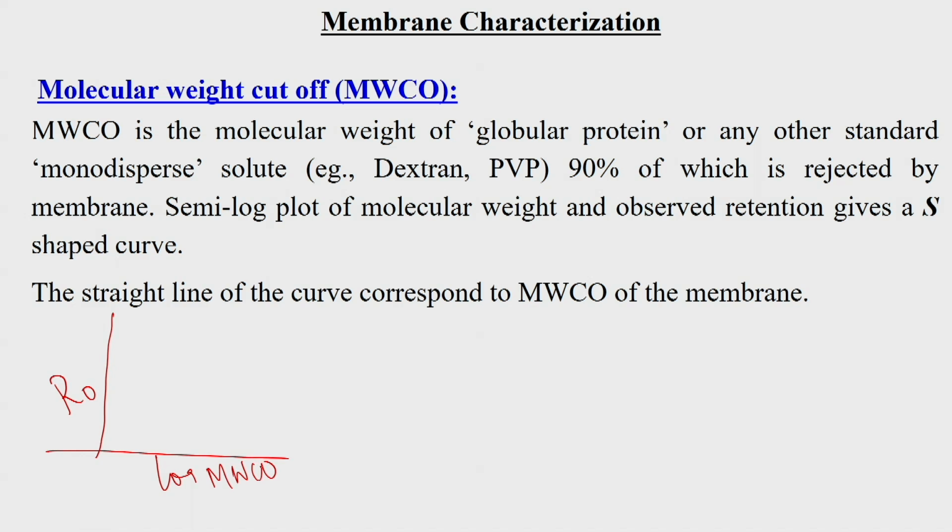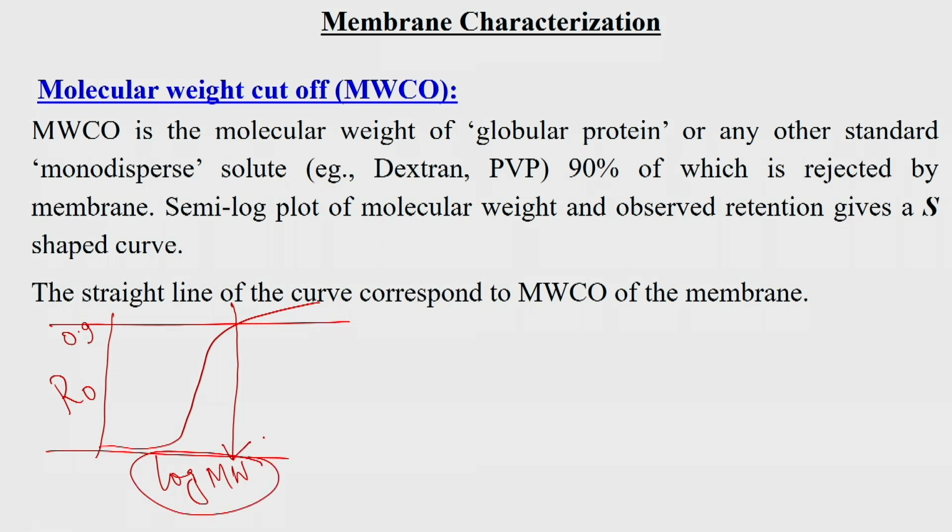If we plot log of molecular weight and RO, then we will be getting a graph like this. Whenever we get 0.9, that is 90%, here, then the corresponding log of molecular weight, from there whatever molecular weight we get, that will be the MWCO. Okay. And a semi-log plot of the molecular weight and observed retention gives this S-shaped curve like this one.